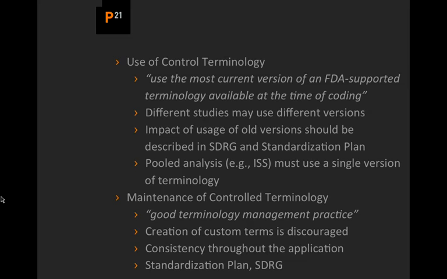Conformance with standard terminology is required, and common issues with terminology are misspelling of standard terms, not following upper and lower case, or use of hyphens. FDA recommends using the most current version of FDA-supported terminology available at the time of the coding. We have seen just recent submissions which use MedDRA version 9. Different studies may use different versions. Impact on usage of all versions should be described in the reviewer's guide and standardization plan. And any pooled analysis like ISS must use a single version of terminology.